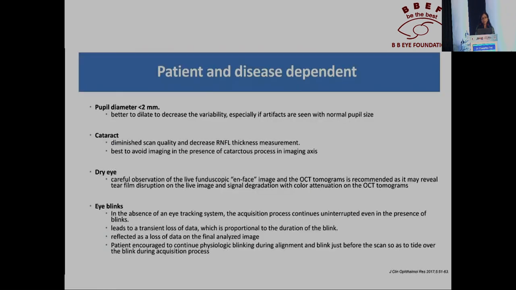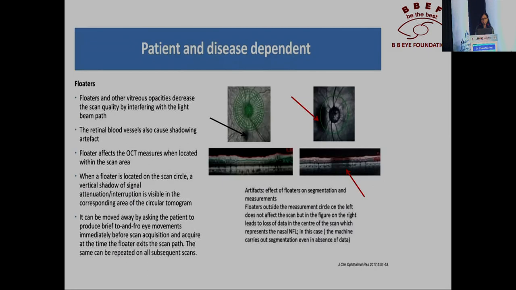Coming to patient and disease dependent, a pupillary diameter less than 2 millimeters does not really give you a good picture. Cataract can diminish the fineness of the OCT image. Dry eye, definitely you've got to take care of the dry eye. And the eye blinks which come in between, in the absence of an eye tracking system, the acquisition process continues uninterrupted even in the presence of blinks. So you've got to be careful about that. I'll talk about those with pictures a little later.